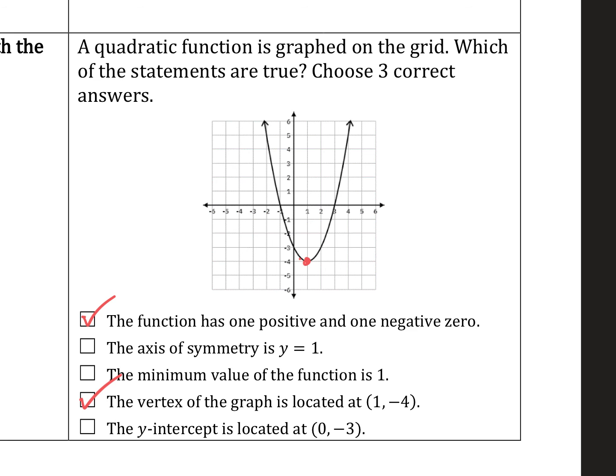The last one, the y-intercept is located at (0, -3). So where it crosses the y-axis is at (0, -3), which will be at that point right there. So that one is also true. So those are our three that are true.